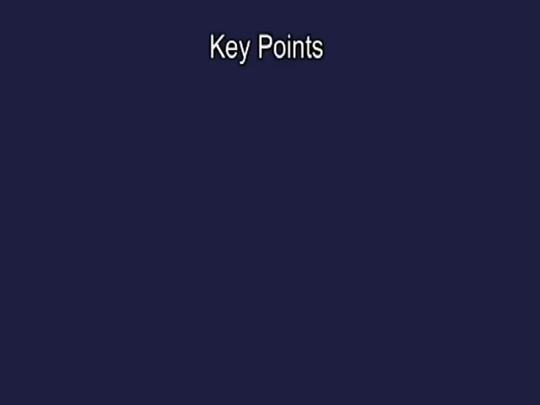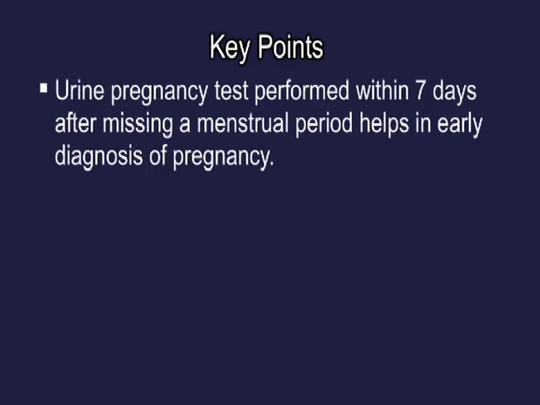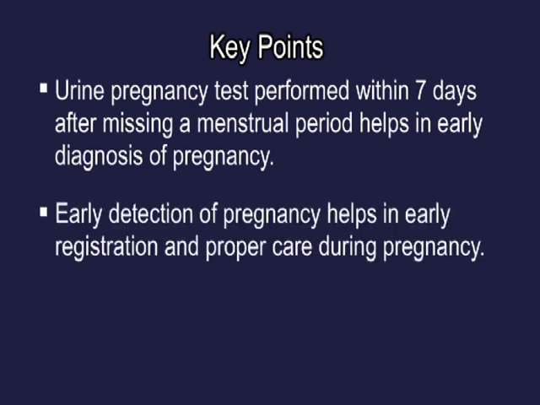Key points. Urine pregnancy test performed within 7 days after missing a menstrual period helps in early diagnosis of pregnancy. Early detection of pregnancy helps in early registration and proper care during pregnancy.